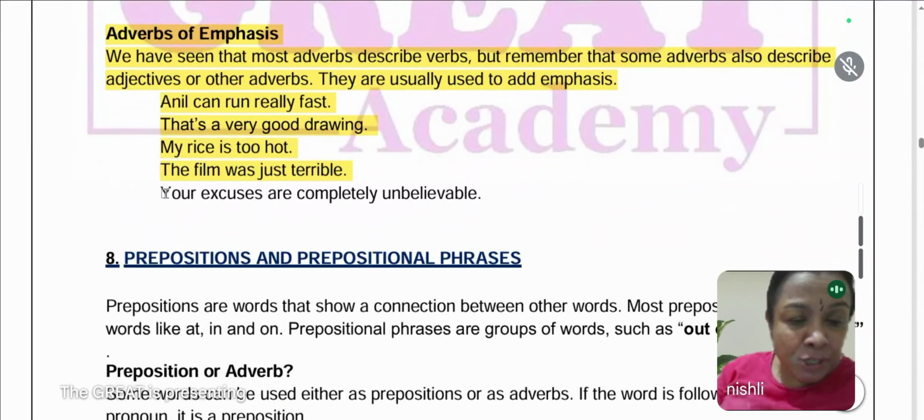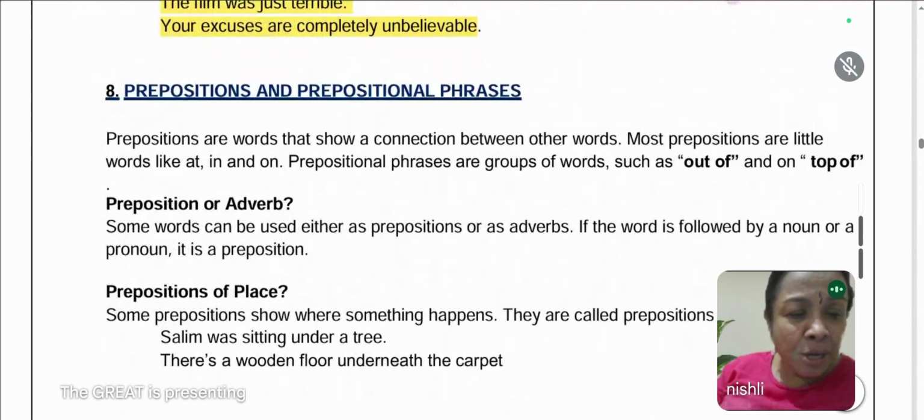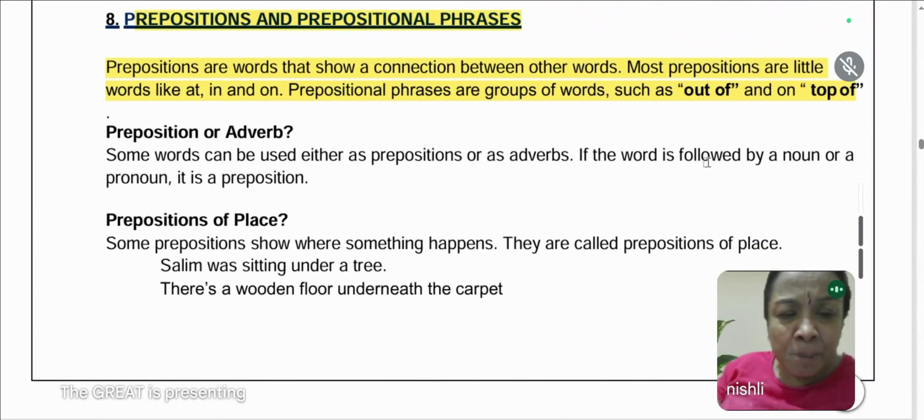Then your excuses are completely unbelievable. Next is prepositions and prepositional phrases, as we saw: in, on, at, things like that. Prepositions are words that show a connection between other words. Most prepositions are little words like at, in, on. Prepositional phrases are groups of words such as out of and on top of.